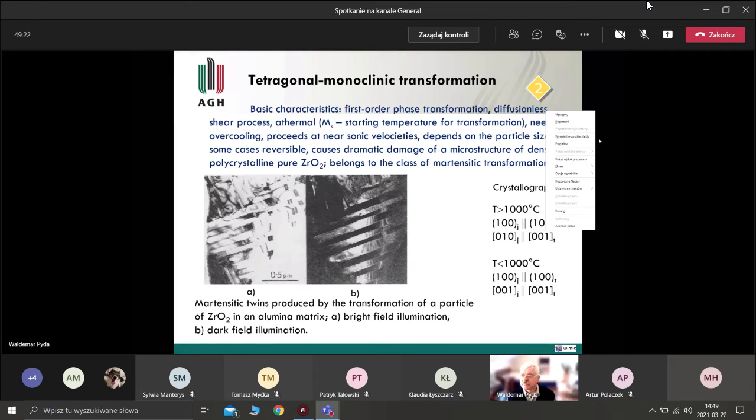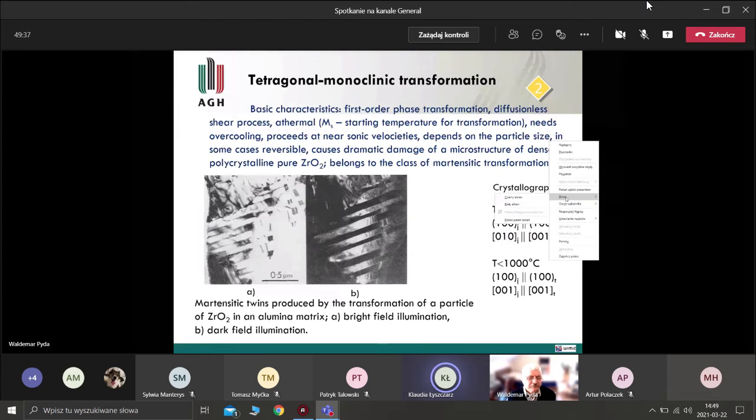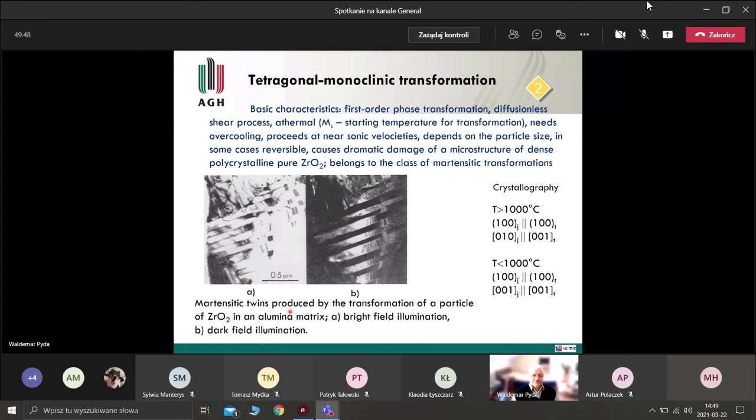Okay. I think I just have the microphone button in this space that you had your mouse. So do you mean martensitic twins? Yes. Oh, okay. So now everything is clear. Yes, twins. Okay, twins.